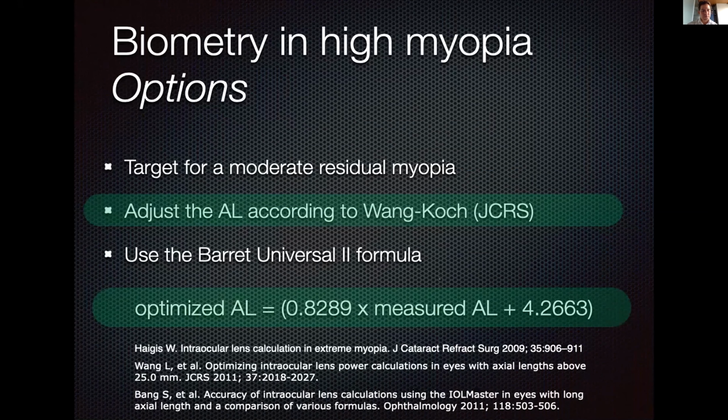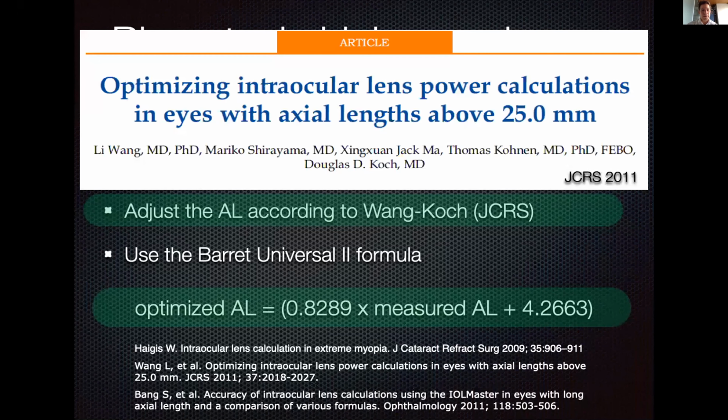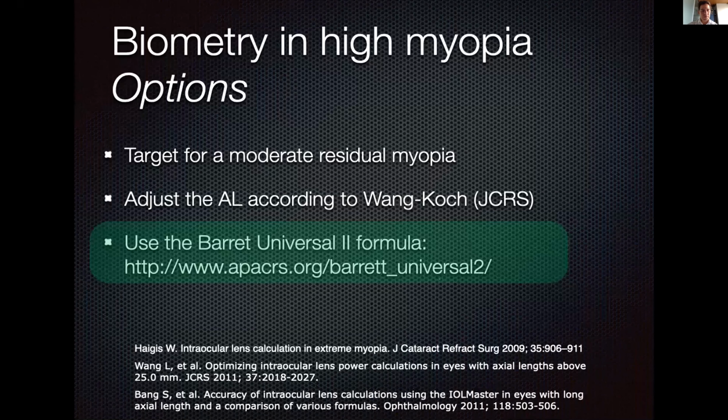There's a publication in JCRS, and there's the formula, depending on the one you use. The general formula is to optimize the axial length you measure, and then multiply by these numbers. There's a publication where Dr. Koch was the lead author. And also, as a third option, we can use the Barrett Universal II formula. It's the free online formula, you can use it.